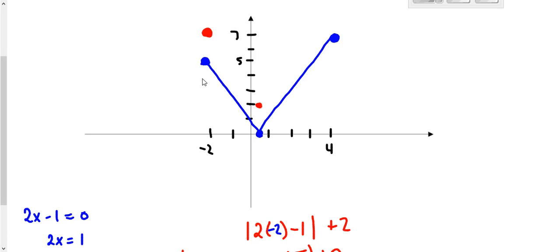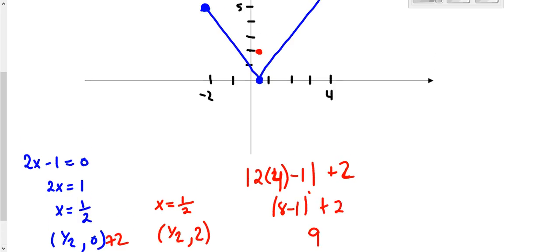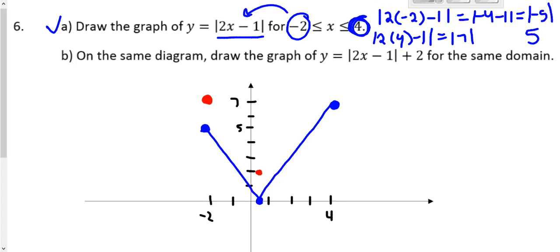And same thing for the endpoint at 4. When we plug in 4, we are going to have 8 minus 1, which is 7, plus 2. It's going to be 9. So this endpoint is going to be at 9. So I need to go a little bit above my graph to get all the way to 9. And draw that endpoint at 4, 9.